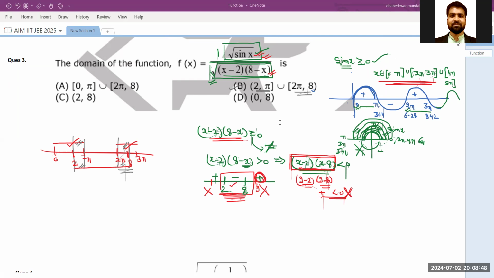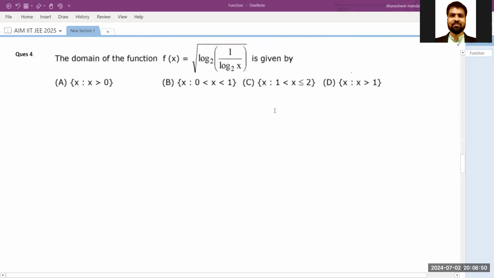Okay. Now, one more question is there on log. Are you familiar with the log or not? If you're familiar, then I will solve this question. Otherwise, not. Everyone, please respond. I am familiar, sir. Okay. Just type yes if you're familiar. Yes. Okay. So if you are familiar with the log, then I can solve this question.